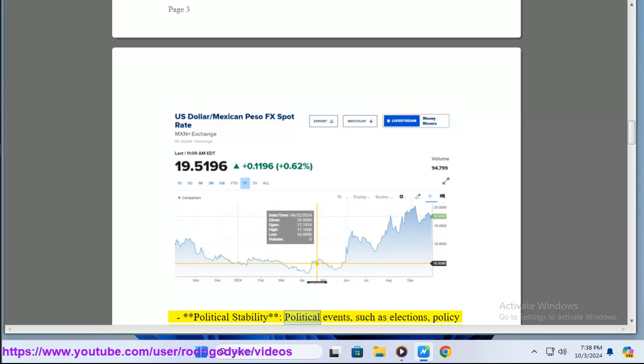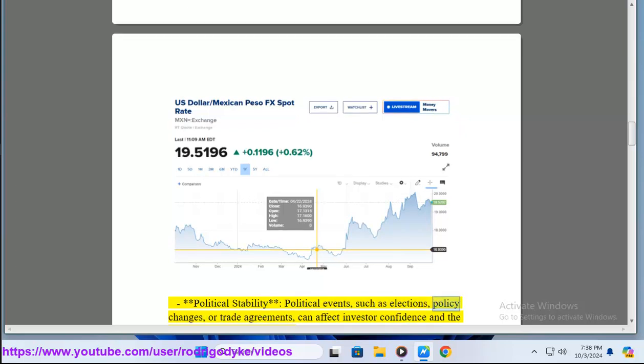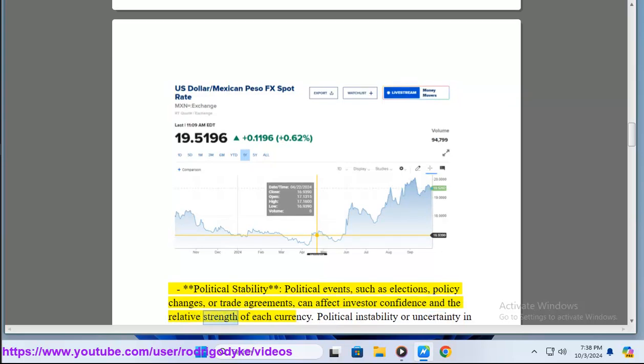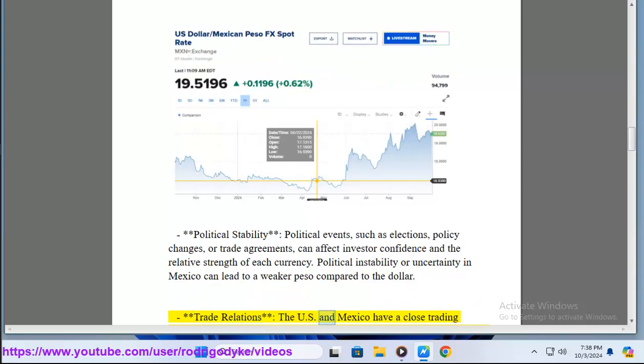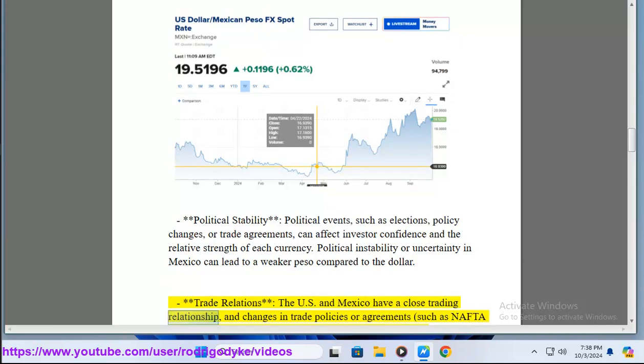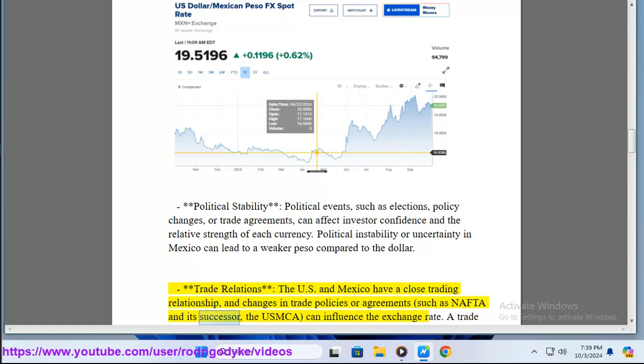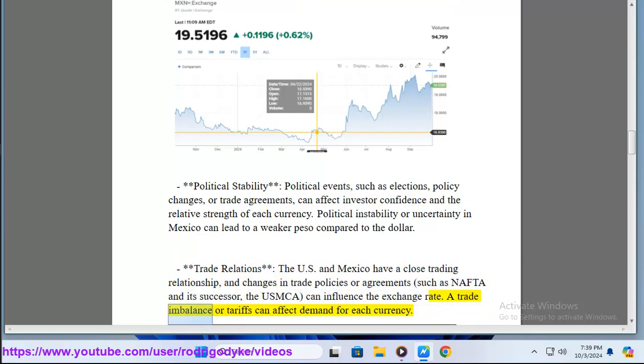Political stability. Political events, such as elections, policy changes, or trade agreements, can affect investor confidence and the relative strength of each currency. Political instability or uncertainty in Mexico can lead to a weaker peso compared to the dollar. Trade relations. The U.S. and Mexico have a close trading relationship, and changes in trade policies or agreements, such as NAFTA and its successor, the USMCA, can influence the exchange rate. A trade imbalance or tariffs can affect demand for each currency.